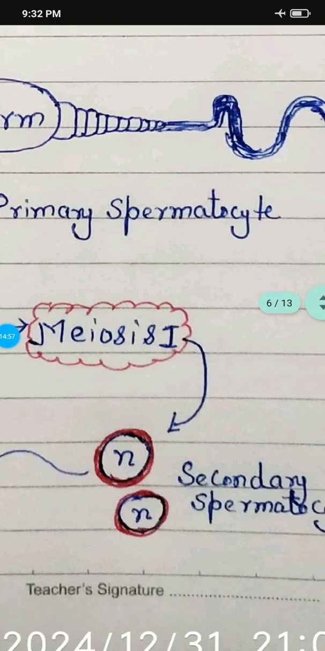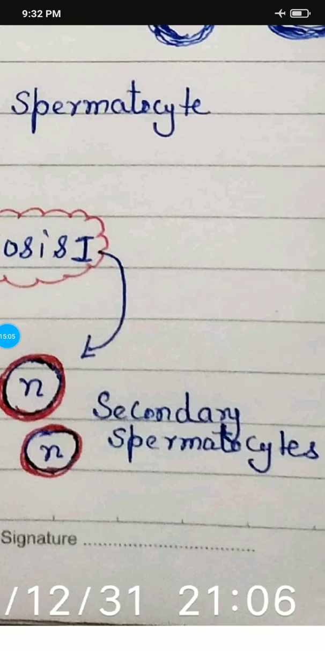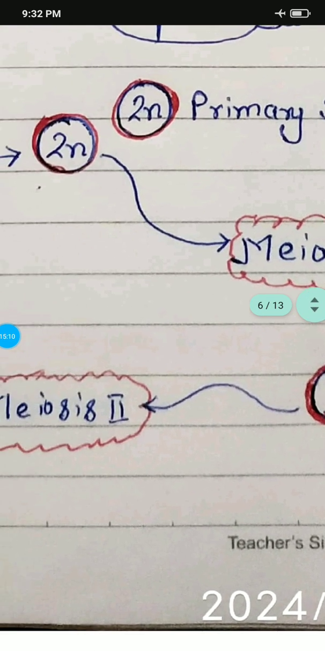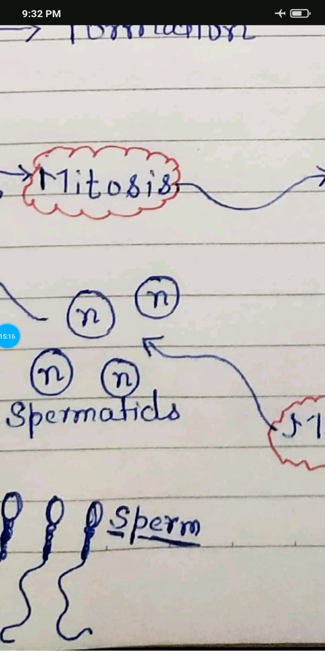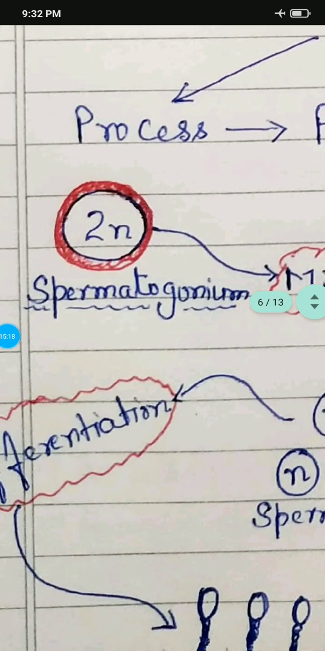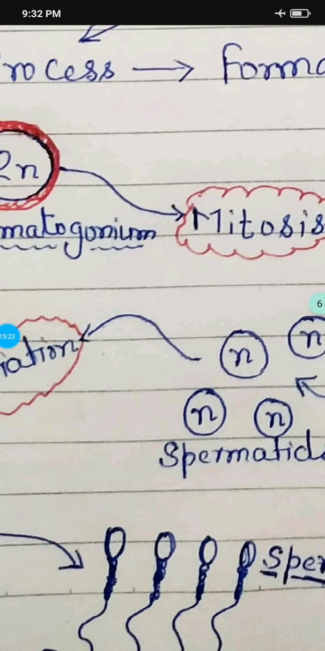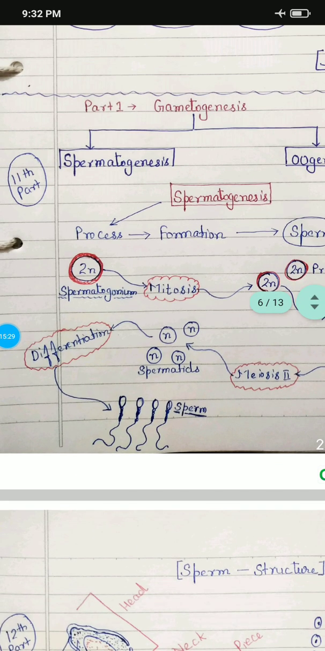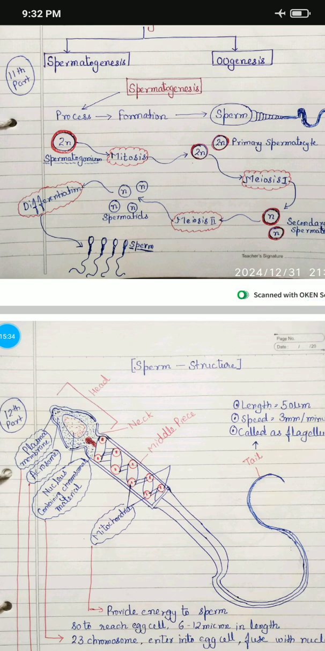Because of this meiosis 1, the chromosome number is reduced. So secondary spermatocytes are formed, which are haploid. Then these haploid cells undergo meiosis 2, and meiosis 2 forms four spermatids. So from one single spermatogonium, four spermatids are formed. These can differentiate and form sperm. So this is a very easy process: spermatogenesis creates a sperm.